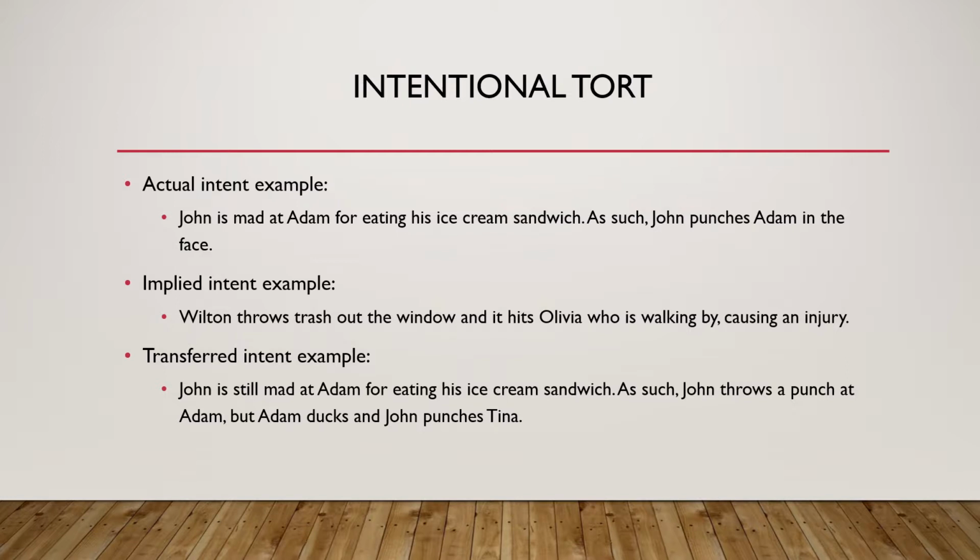Transferred intent. Let's go back to the example with John and Adam. John's still mad at Adam for eating his ice cream sandwich. As such, John throws the punch at Adam, but Adam ducks and John punches Tina, who is beside Adam. And so in that example, John had no intent of punching Tina. He intended to punch Adam. But that intent would be transferred from Adam to Tina, such that Tina would be able to establish intent for the purposes of an intentional tort against John.